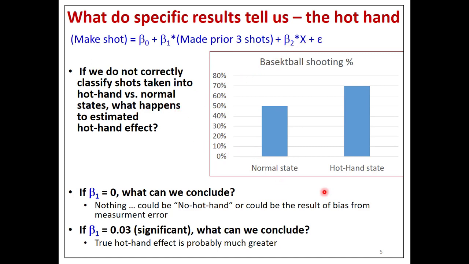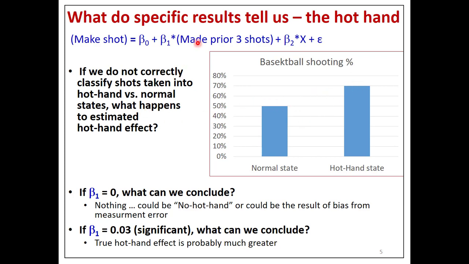So let's say this is true basketball shooting percentage under the normal state, where a person would hit shots at a rate of 50%, and the hot hand state would have people hitting shots at a 70% rate. So it's basically a 20 percentage point hot hand effect, 70% minus 50%.